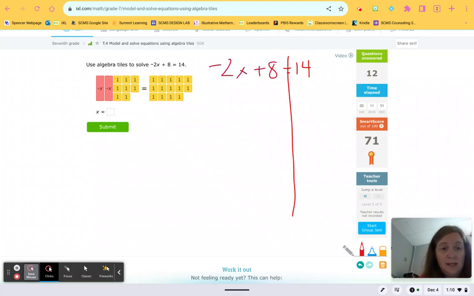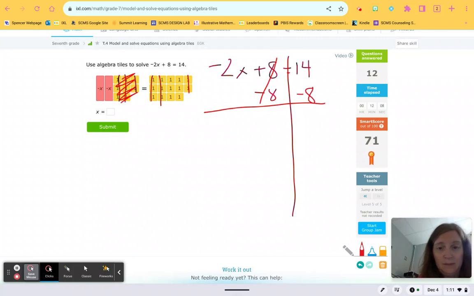So on this side, I'm going to get rid of 1, 2, 3, 4, 5, 6, 7, 8. Take away those 8. So I'm going to do the same thing on this side. 1, 2, 3, 4, 5, 6. And I'm going to take away those 2 because it makes it a little easier. Take away 8. So now I have none left on this side. They're all gone. All I have left on this side is negative 2x. On this side, once I took the 14 and subtracted 8, I am left with the 6. 14 minus 8 equals 6.